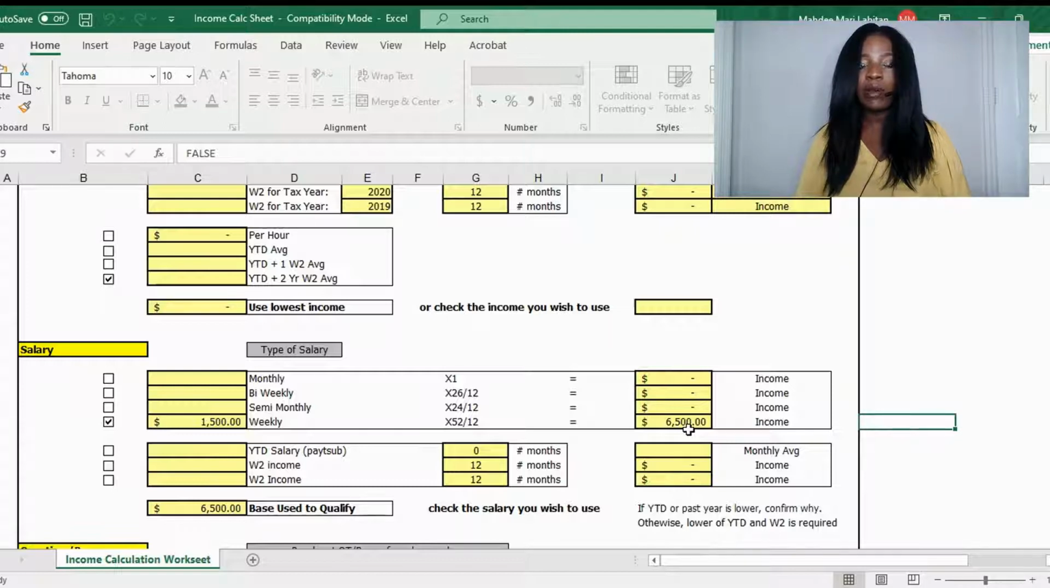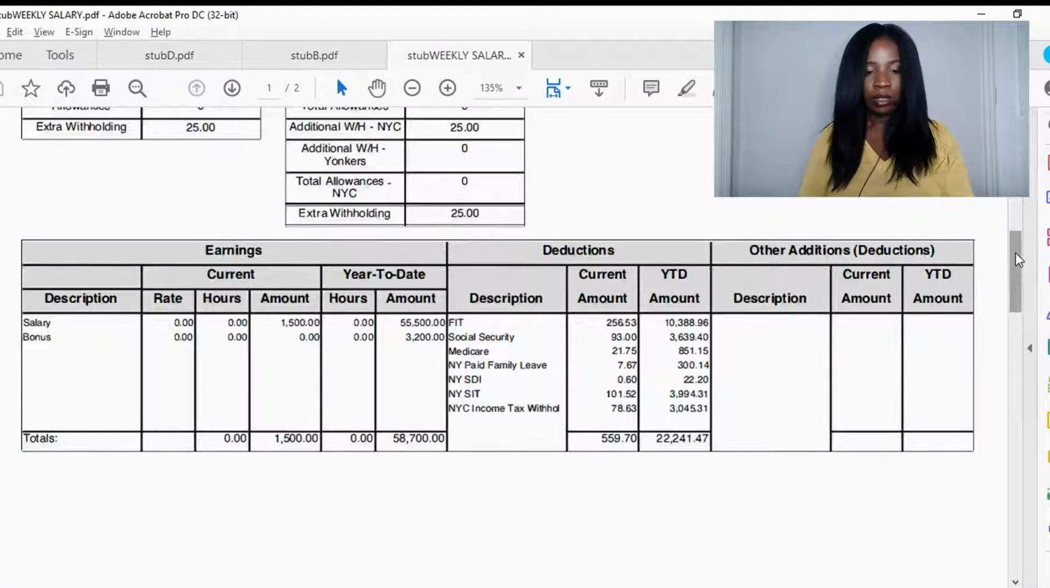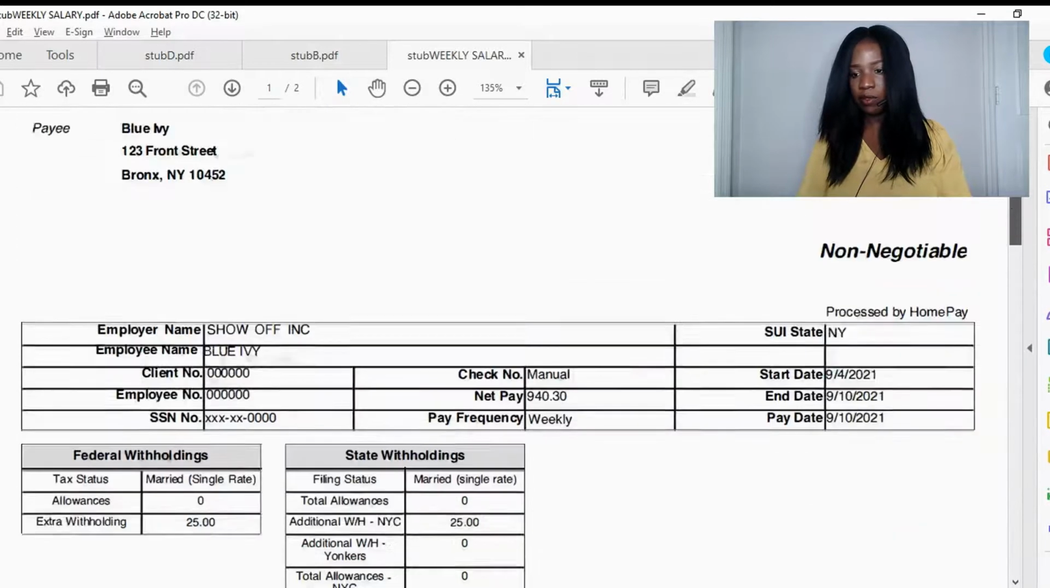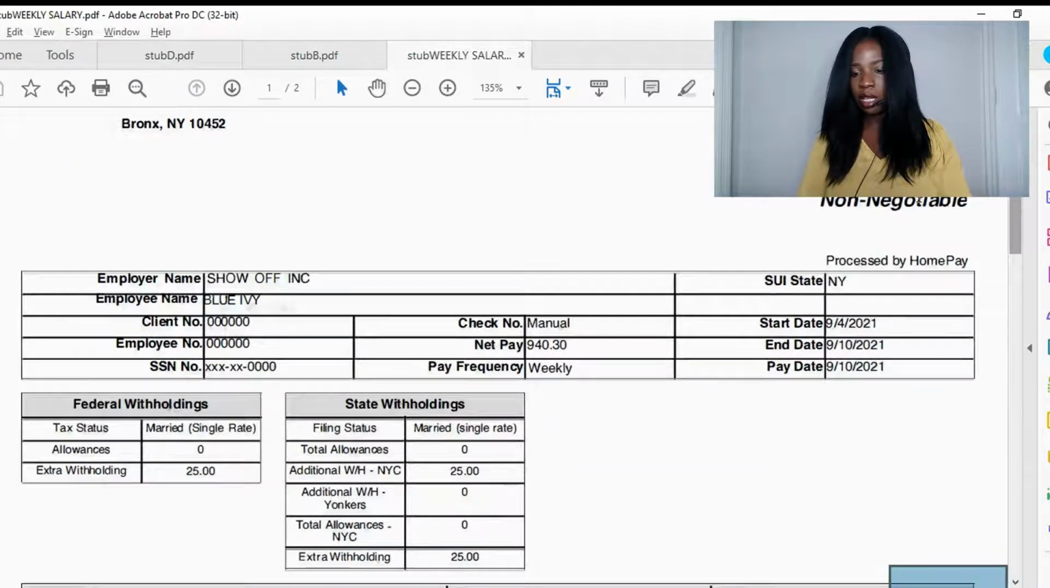Now, the other thing that we want to do is check out the year to date on the pay stub. Okay, so if you remember here, the salary information, and it's shown here that the year to date amount is 55,500. We also want to see that, I'm just going to go back up. So this pay date ends at 9/10.